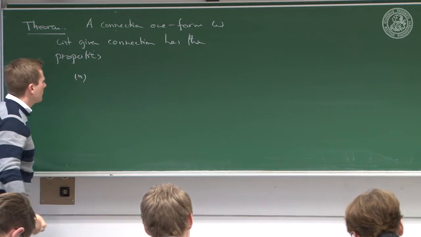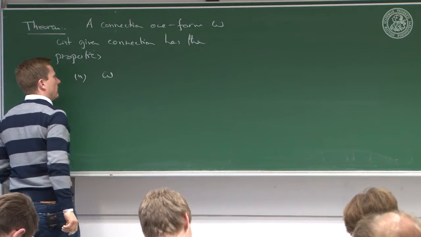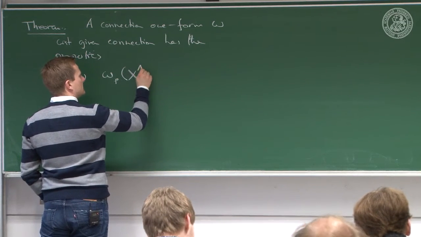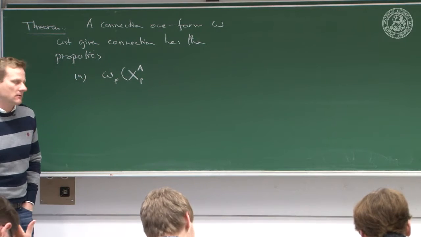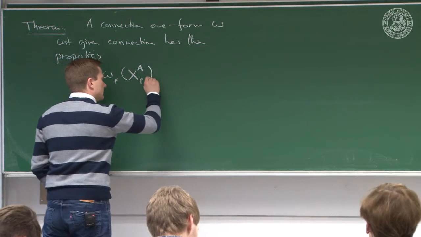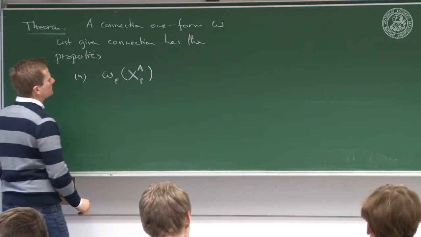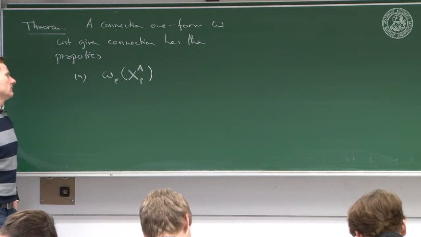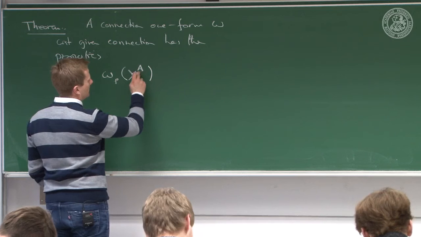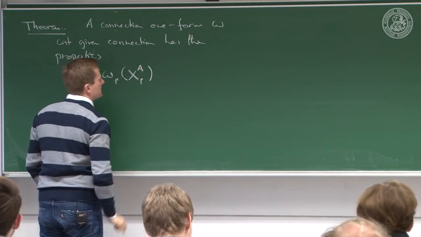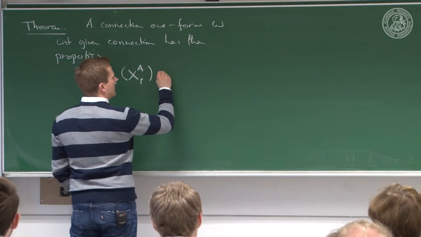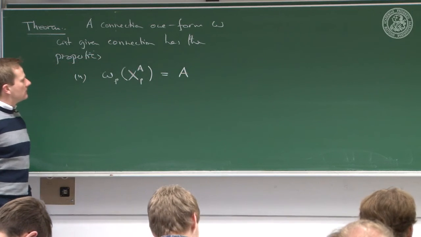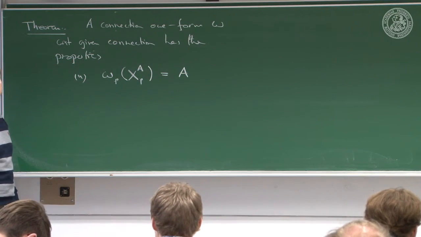A. If I take the connection one form at a point P and I apply it to this vector field X_A, or the thus induced vector at the point P, which we got from acting, well, we had this definition of this vector field on P that's generated by an element of the Lie algebra, then the connection one form yields the Lie algebra element A. That's just it.